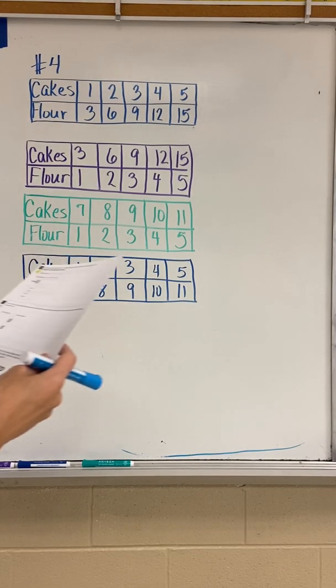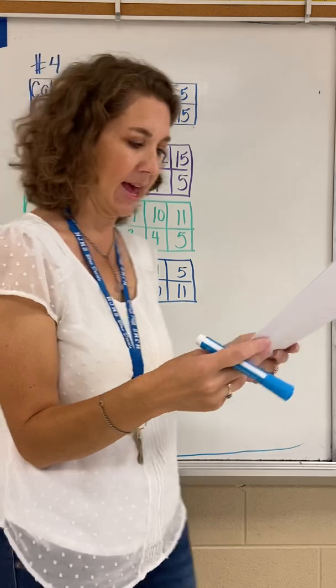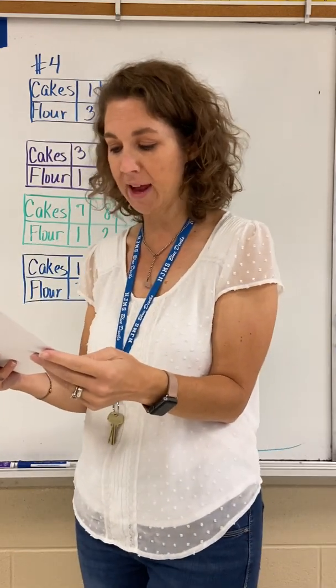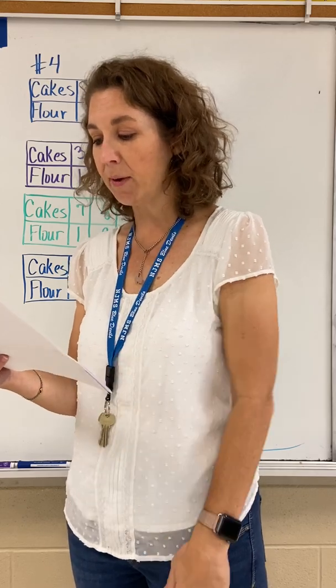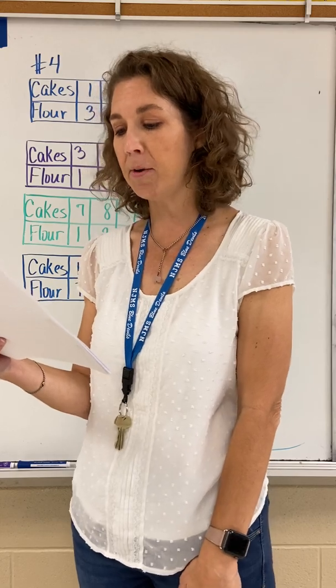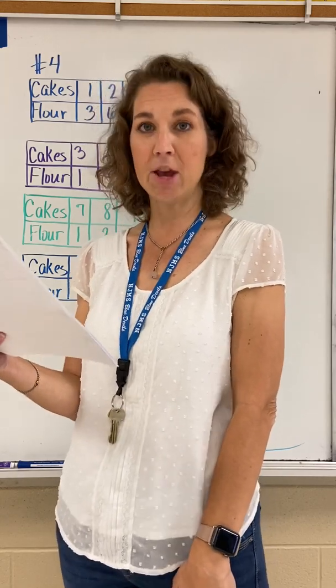Number 4, a bakery made 9 cakes using 3 bags of flour. The bakery uses the same relationship between cakes made and the amount of flour used to make all their cakes. Which table shows the relationship between the number of cakes the bakery makes to the number of bags of flour the bakery uses?